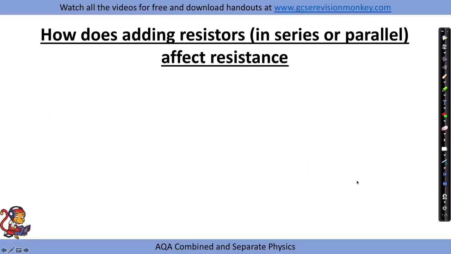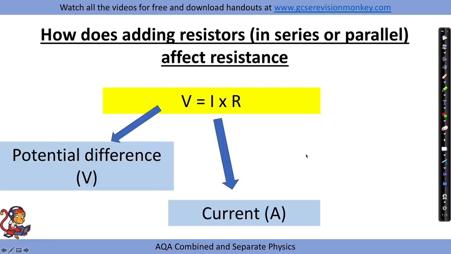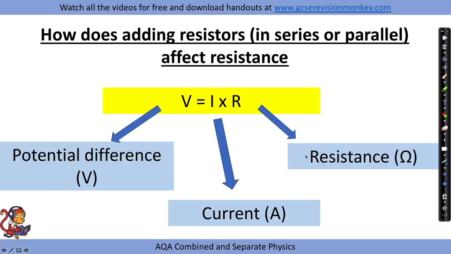In this required practical, you were asked to investigate how adding resistors in series circuits or parallel circuits affects the total resistance. For this practical, you also need to recall the equation V equals IR, whereby V stands for potential difference, I for current, and R for resistance.